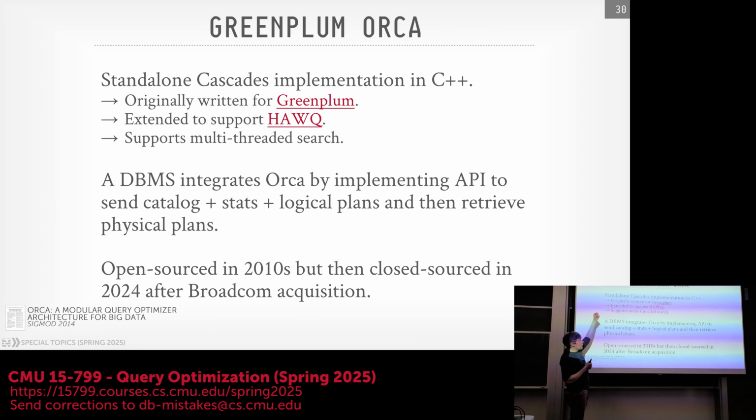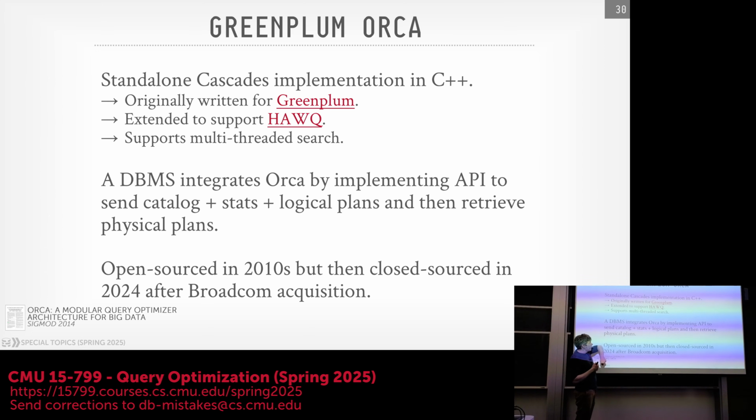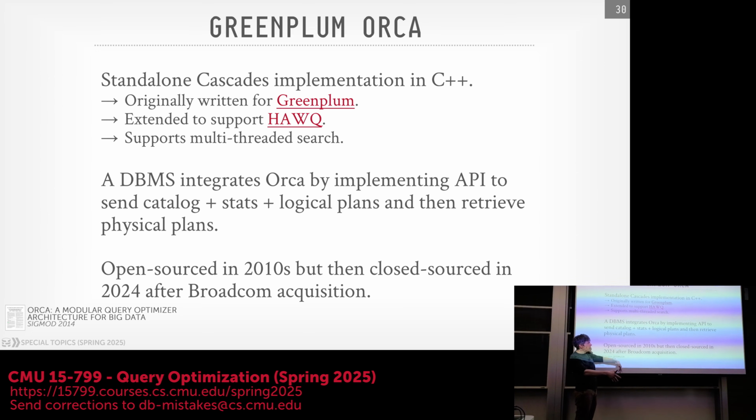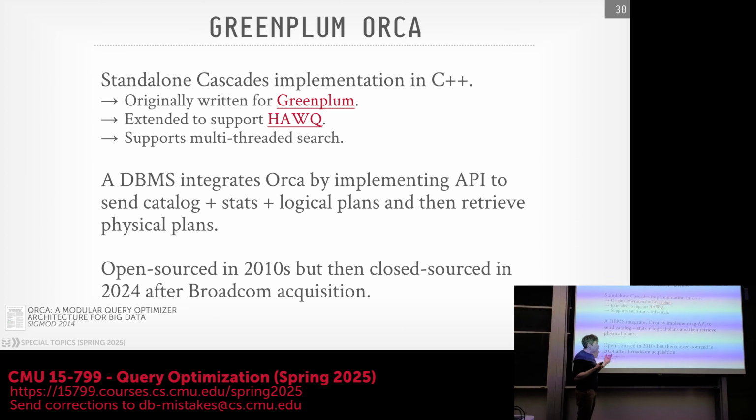But as I said, they're one of the only ones that I know that can do the multi-threaded search. The way you use Orca is similar to how you're setting up things in Calcite for project 1: they have this API where you give it a bunch of XML about what your catalog, stats, and logical plans look like, and then it does the search for you to produce the physical plan. So this was open source in the 2010s, but this is complicated.